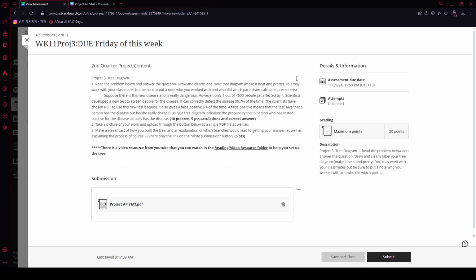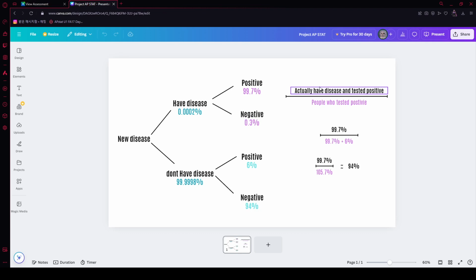And the thing we're looking for is to calculate the probability that a person who tested positive for the disease actually has the disease. So it's asking for a person who actually has the disease given that they tested positive. So this is our formula: people who actually have the disease and tested positive, over people who tested positive. Those who actually have the disease and tested positive are 99.7%, and then people who tested positive.